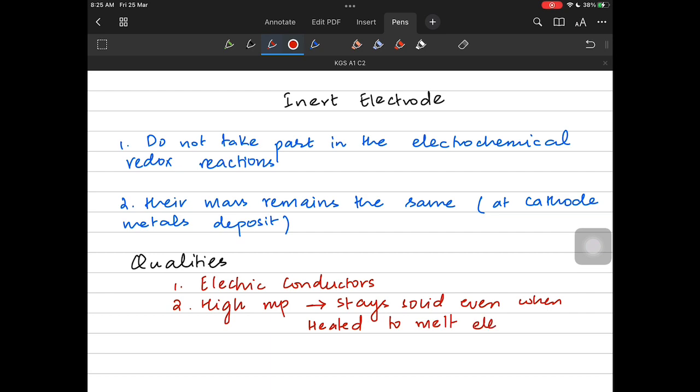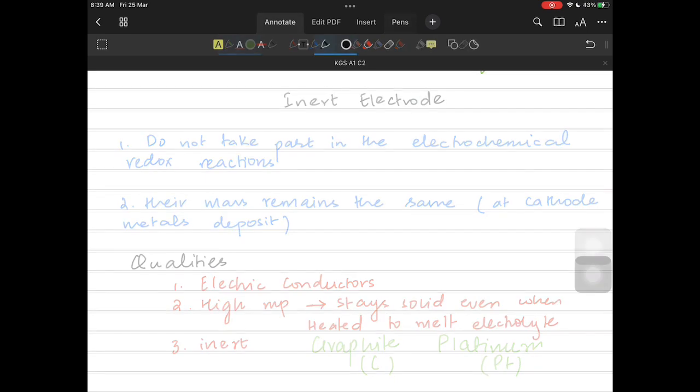So they need to have a high melting point, like graphite has a very high melting point, and that's a good thing. Third thing is they have to have an inert nature. For example, graphite and platinum are much less reactive compared to the electrolytes, so they do not participate in the reaction, like graphite, which is pure carbon, and platinum, which is a very inert metal because it's very low in the reactivity series.